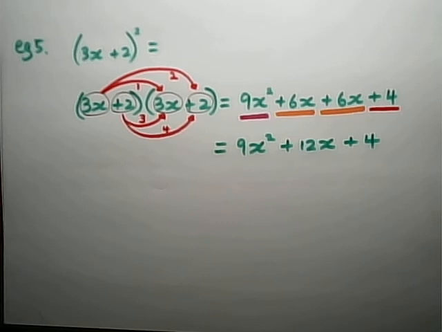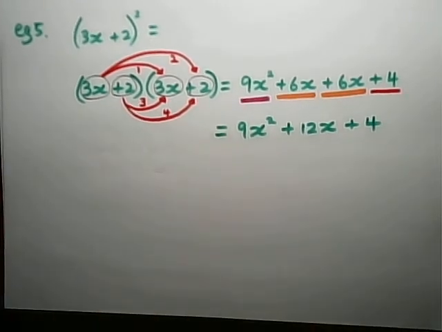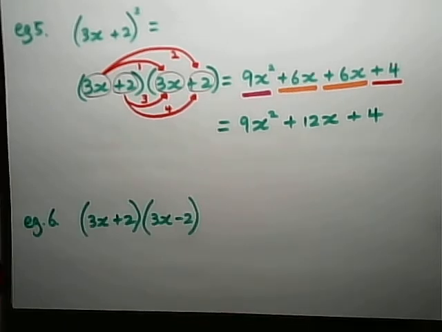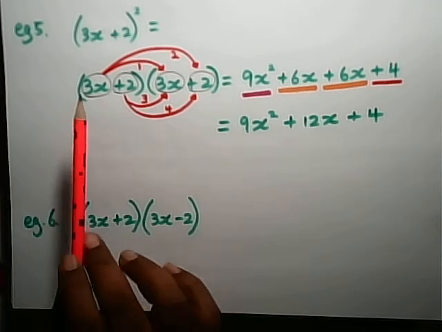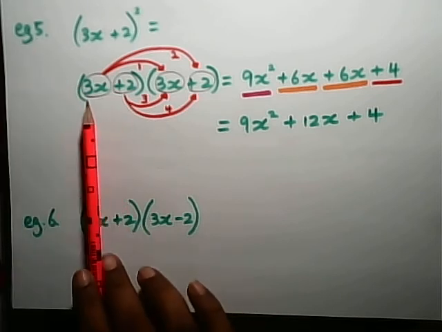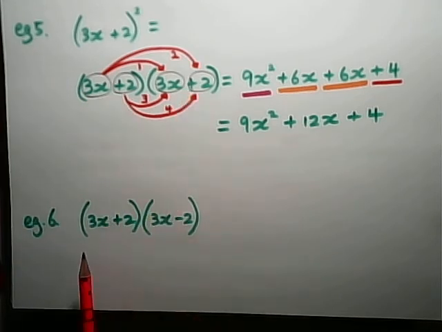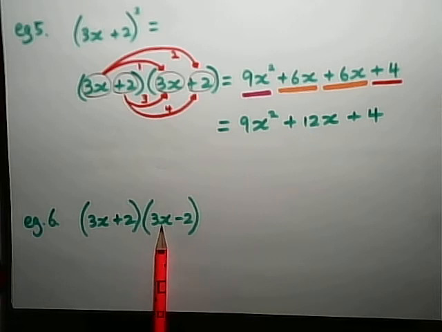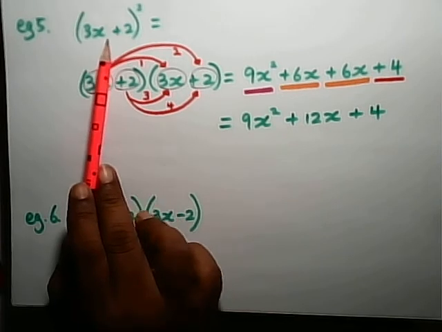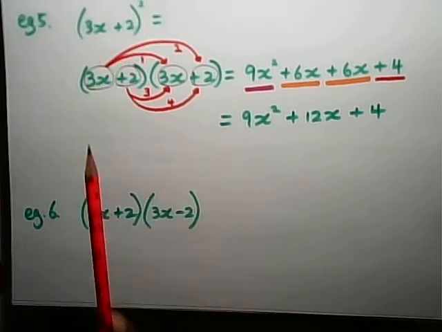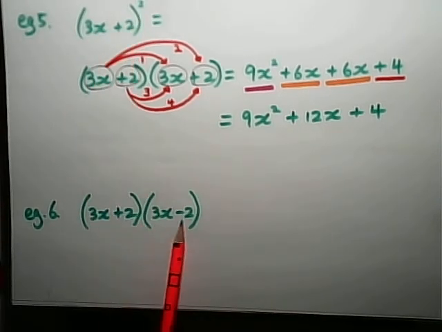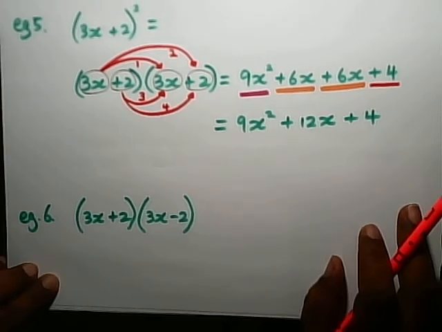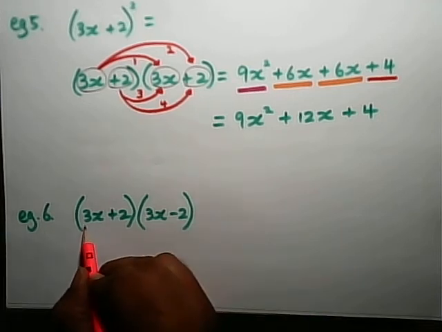Okay. All right. Let's go on to example 6. Example 6 is so much like example 5. We have 3x plus 2, 3x plus 2. Here we have 3x plus 2, and here 3x minus 2. So I cannot start off with 3x plus 2 squared, because this is not 3x plus 2 squared. So I'm going to just write it like this: 3x plus 2 multiplied to 3x minus 2.